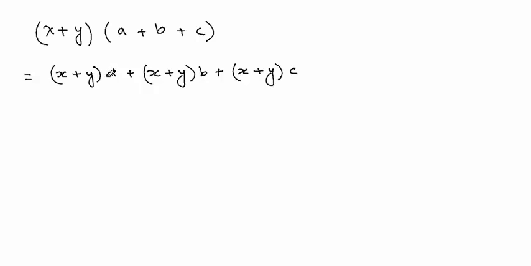So for the first one, distribute the a on the x plus y. For the second one, distribute the b on the x plus y. For the third one, distribute the c on the x plus y. Let's go ahead and do that. So x times a is xa plus y times a is ya, plus x times b is xb plus y times b is yb, plus again x times c is xc plus y times c is yc.